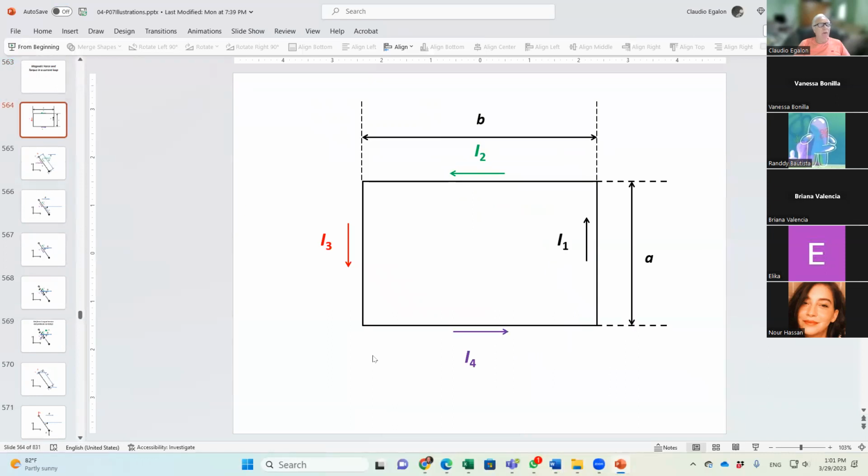Let's do that. Here you go. Here's the current loop, I1, I2, I3, I4. Sides A and side B.